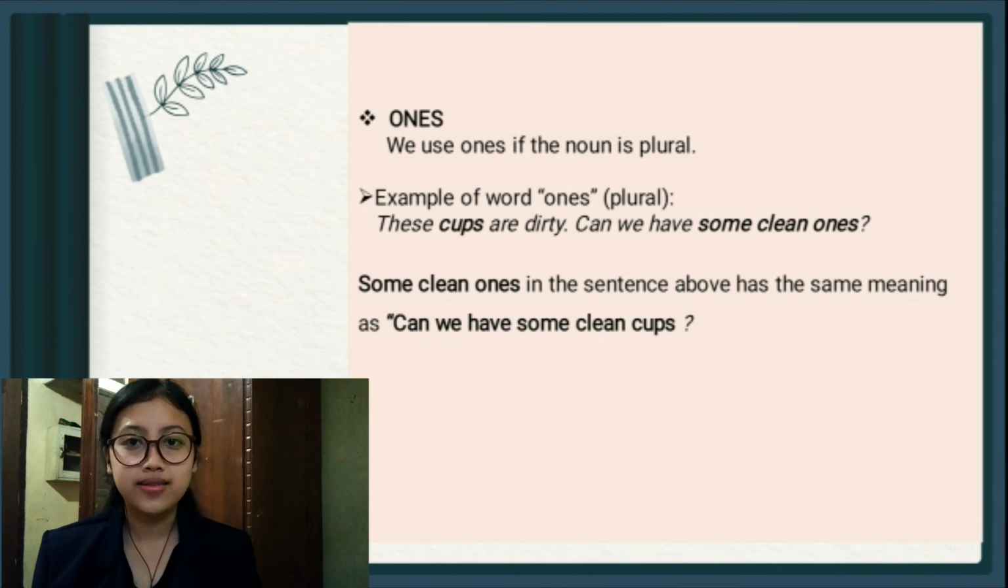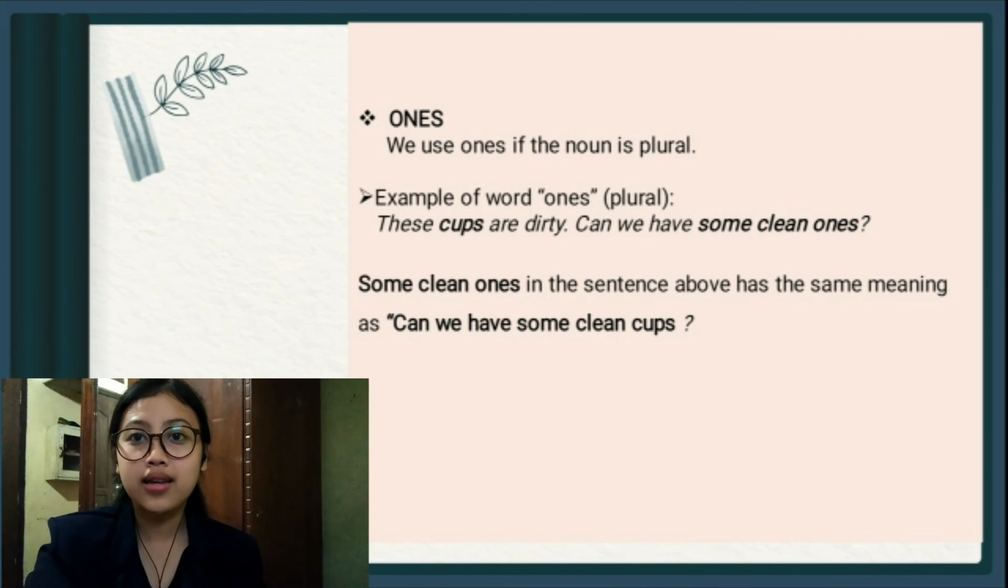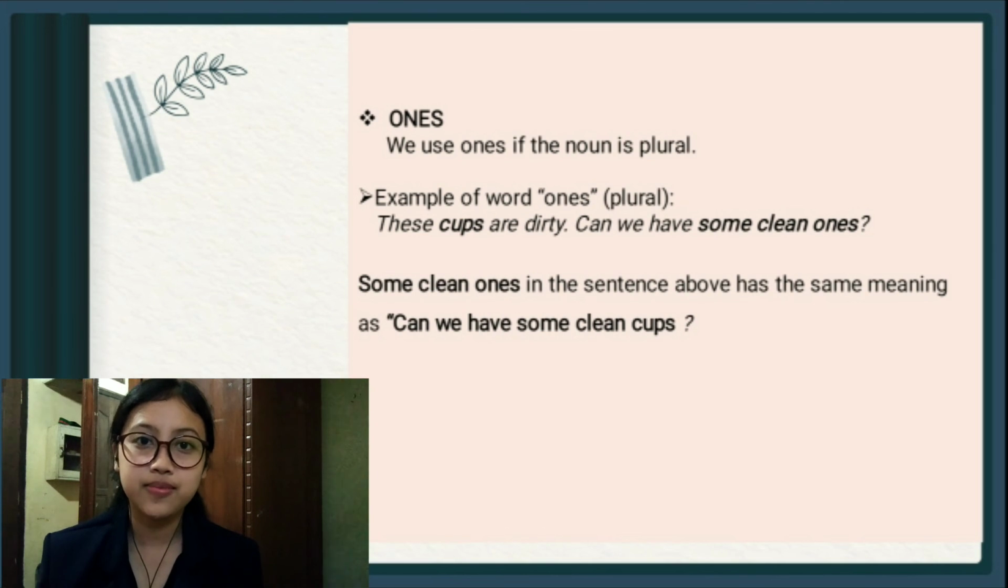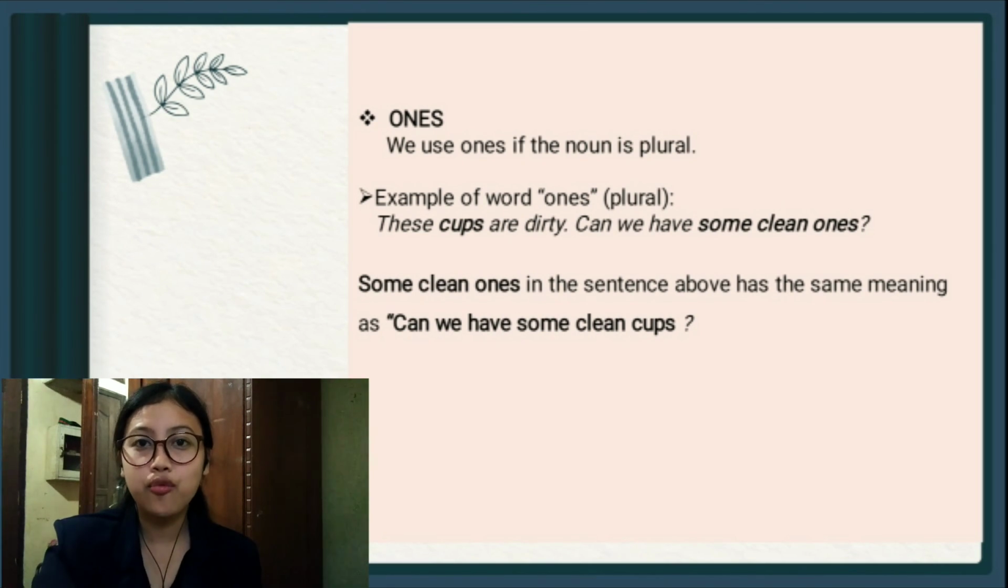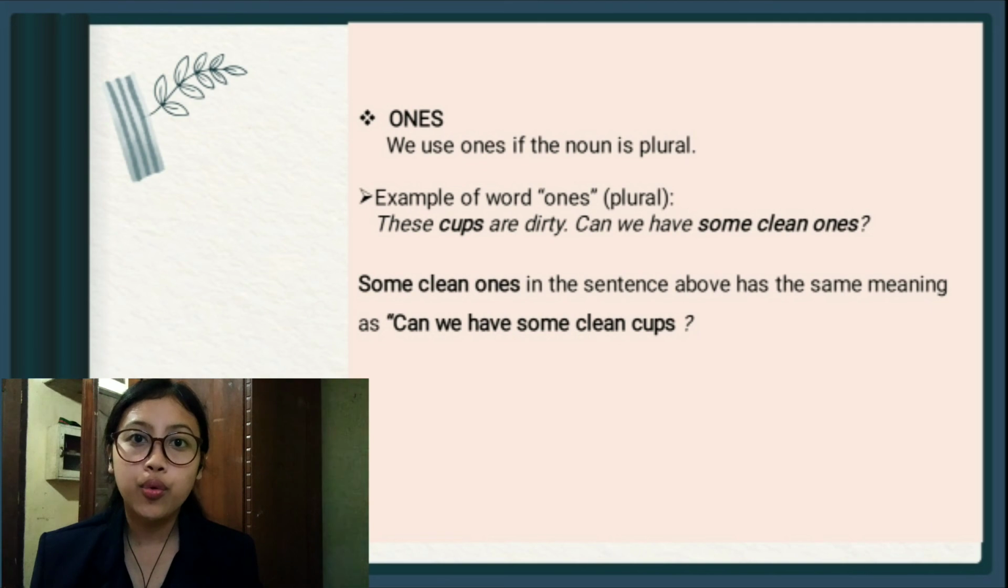Next, we have ones. We use ones if the noun is plural. For example, these cups are dirty. Can we have some clean ones? So, the word ones in the sentence has the same meaning as cups, the clean cups. So everyone, the usage of one and ones is basically the same. It's just that one is to state one thing and ones is for more than one thing.